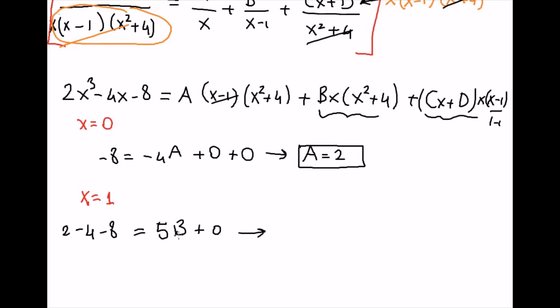So here we have 5b is equal to negative 10. So negative 10 is equal to 5b. Divide both sides by 5, so b is equal to negative 2.